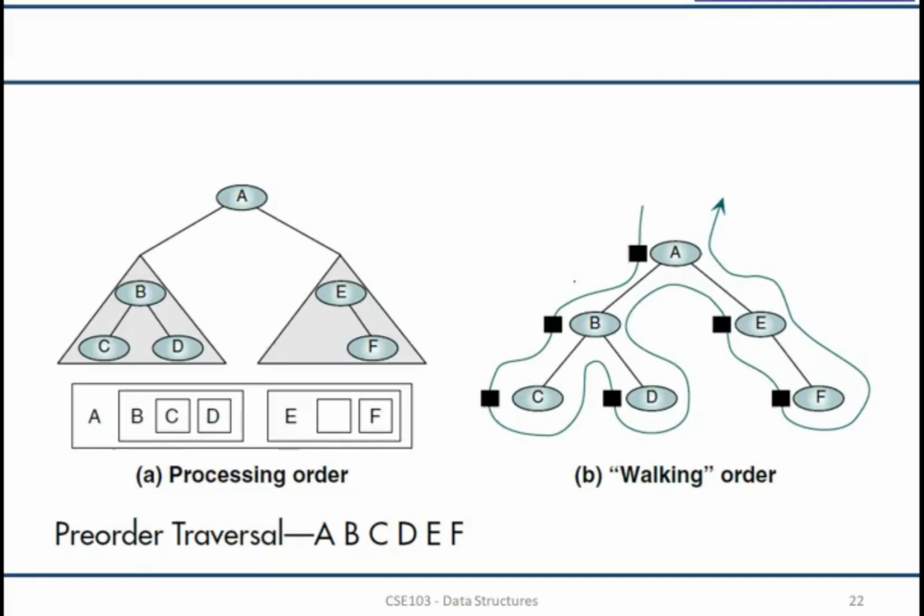Here it is mentioned as the walking order. So how will the traversal happen? First A, B, C, then D, E and F. So this is pre-order traversal. The algorithm we will discuss later. First we will see how all three traversals work, and then we will come to the algorithm.